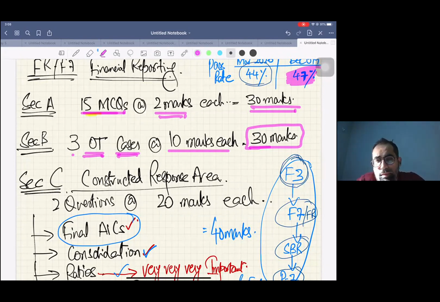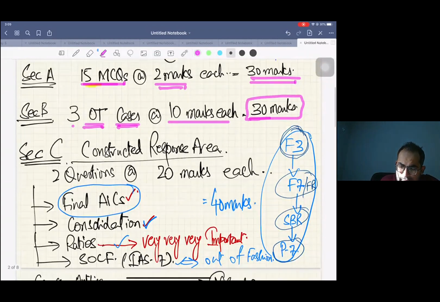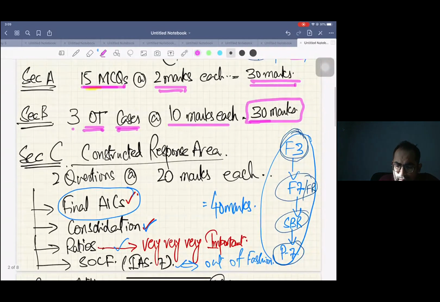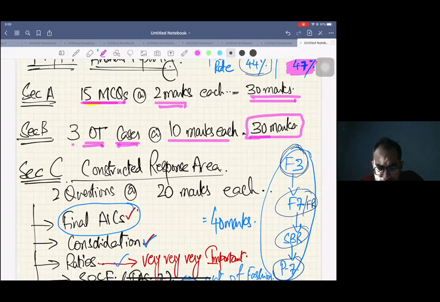So now the question is, sir, what comes in OT cases? Normally they test IFRS. In recent attempts they have tested IFRS 15 in OT cases. They have tested IFRS 16 leasing in OT cases, right? So normally this area comes from IFRS. Now, section C. Section C is the constructed response area, sometimes called constructed response questions, CRQs, right?